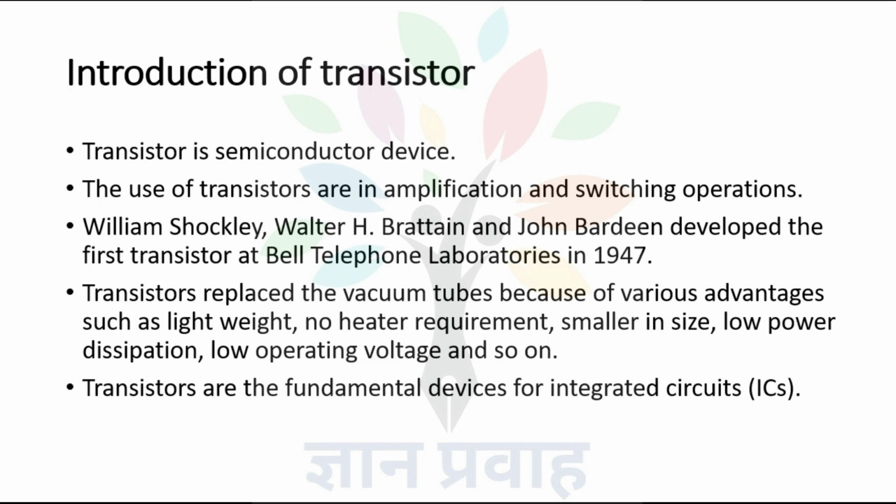The first transistor was developed in 1947 at Bell Laboratory by William Shockley, Walter H. Brattain, and John Bardeen. And transistors have replaced vacuum tubes because they have a number of advantages as compared to vacuum tubes. A few advantages are lightweight, no heater requirement, smaller size, low power dissipation, low operating voltage, and so on.